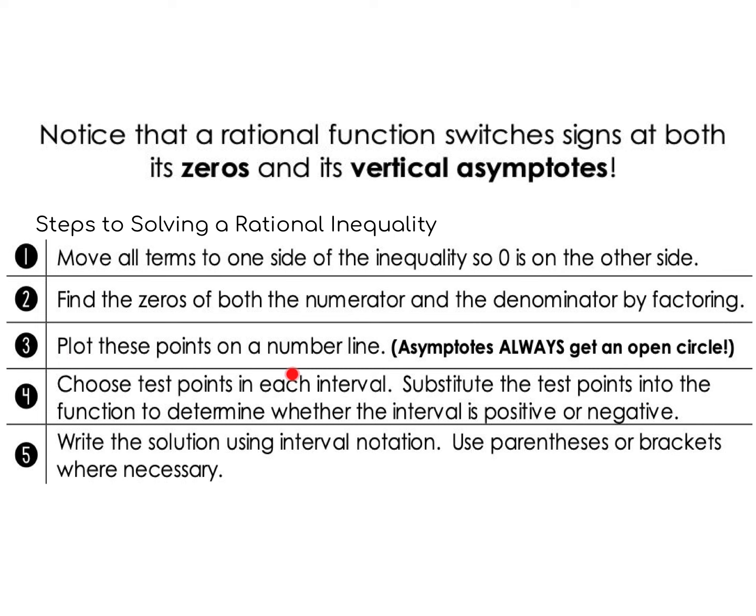Plot these points on a number line. The asymptotes always get an open circle because that's when the denominator can equal 0. And then we're going to choose points to test to determine when the intervals are positive or negative, and then we're going to write the solution using interval notation.